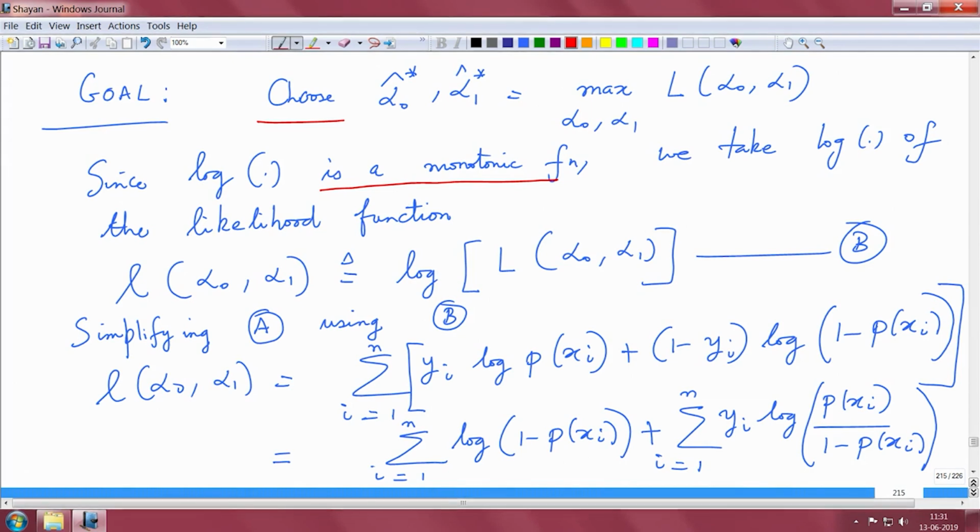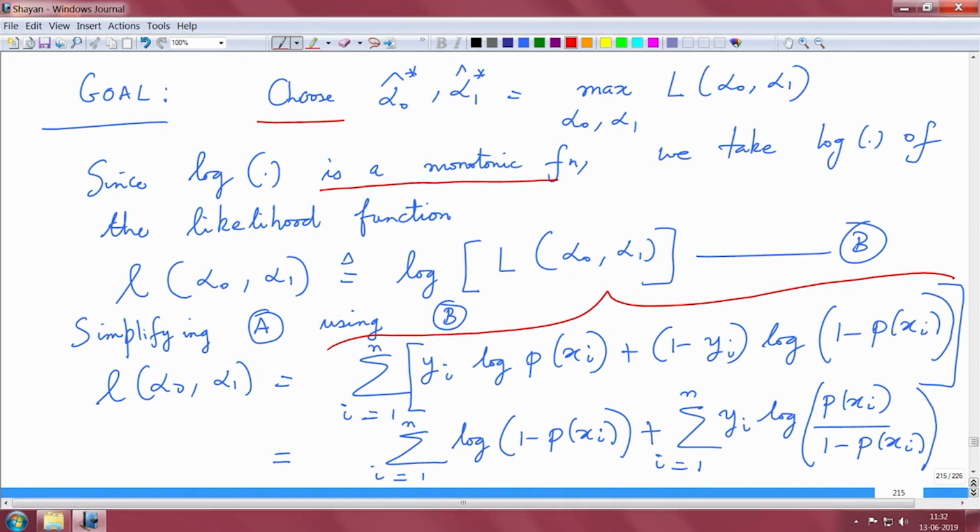Now, we simplify the likelihood function that we had earlier in terms of this log likelihood, and we do the math, we get this form here, right. All we do is, when you take the log, it translates into a sum. So, it is summation i equals 1 to n of y sub i log p of xi plus 1 minus y sub i log 1 minus p of xi.